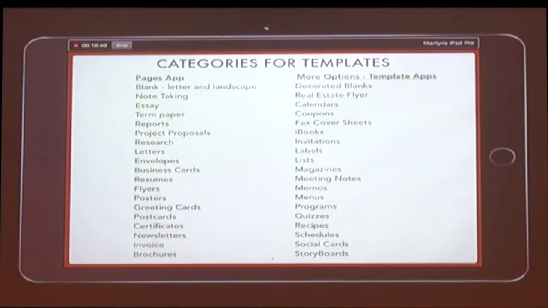But if you go to the App Store and you get more templates, then you can get additional apps, such as the ones listed on the left plus the ones listed on the right. If you get some of these templates, this is from the 451. Decorated blanks, real estate flyers, calendars, coupons.